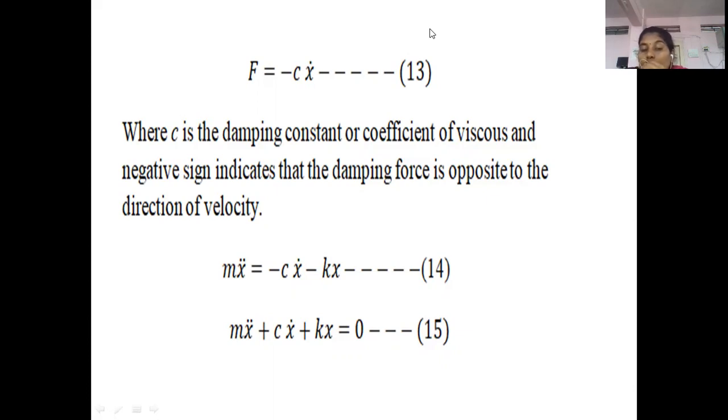From this equation, we have to calculate the values of C and s. If you calculate these values and put them in this equation number 15, that will be the solution of the equation for this damped free vibration system. Okay, I hope up to this equation number 15, all of you have understood the derivations.